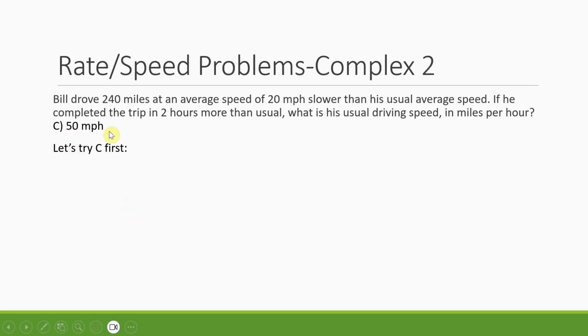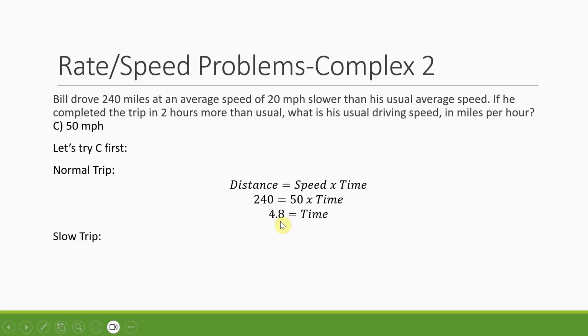So C was 50 miles per hour. So if this is a normal trip, because I'm trying to figure out what's his usual driving speed, and I'm saying his usual is 50 miles per hour, well, here's my equation again. If he's going 240 miles, using 50 miles per hour, how long will that take? Divide by 50, I'm going to get 4.8. So now let's see, well, what would his slow trip have been? So his slow trip still goes 240 miles because the distance isn't changing, but he's going 20 miles per hour slower. So instead of 50, I'm going to put 30 here and solve for time. So if I divide by 30, I get 8 as my time.